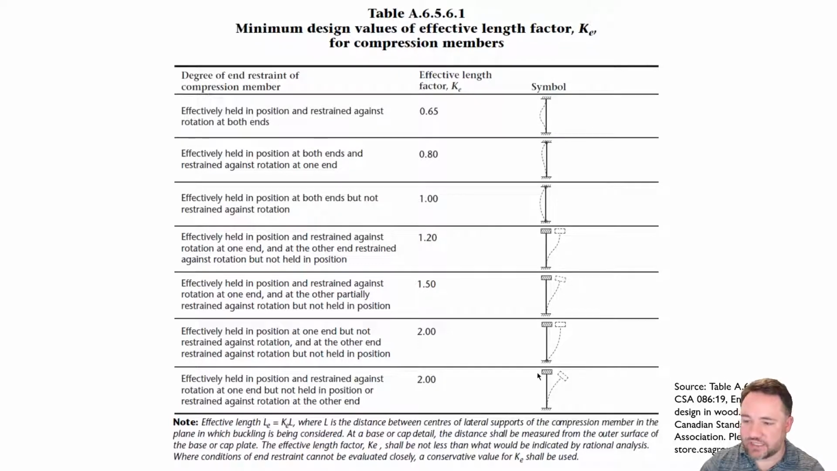We have lots of other conditions here. If I just had a cantilever, where the top is allowed to move left and right, and it's just held fixed at the base, and as I push here it can move left and right, then you can see that the effective length factor to account for buckling is going to be 2.0.